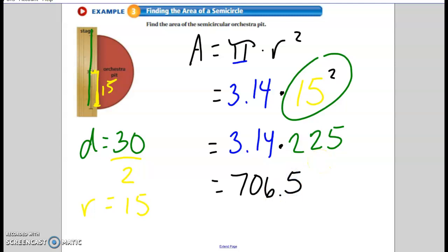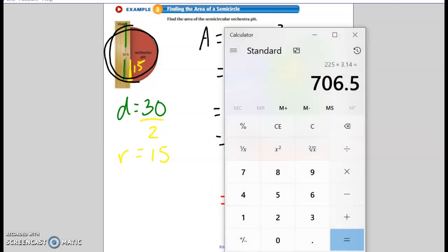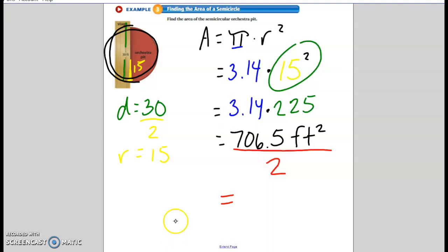706.5. I believe we're looking at feet. Feet squared. Oh wait, you say. Good, I'm glad you caught me. Because that would give you the area of the whole circle, yes? But we are looking at half of it. So now take all of it, cut it in half, divide by 2, 353.25. That would just give us this half that we were looking for. Remember, it's square feet.